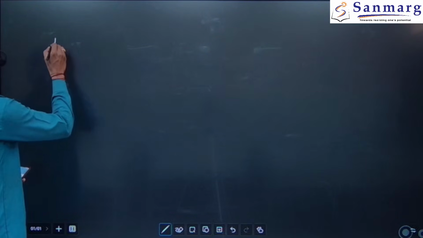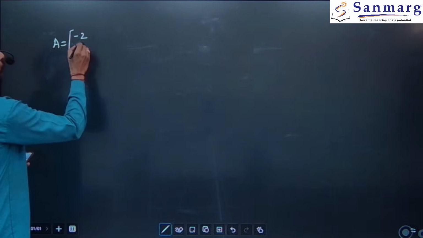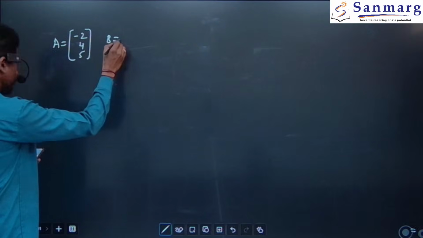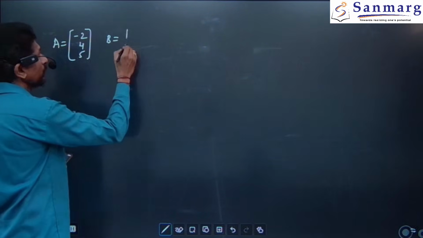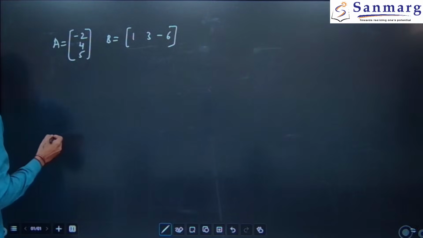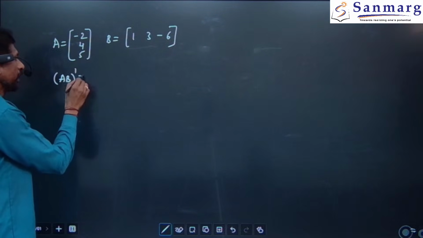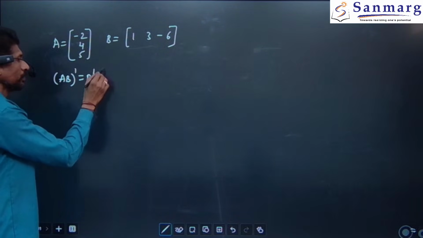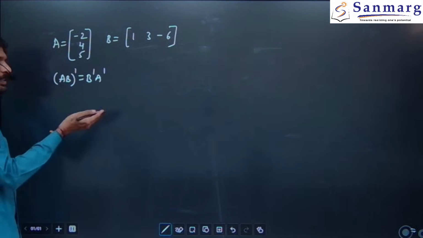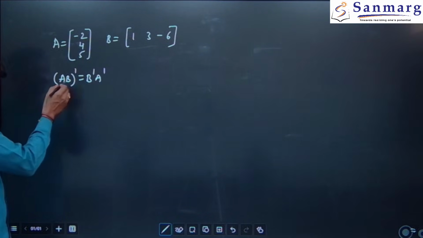The two matrices they are given, one is minus 2, 4, 5 is one matrix. The matrix they are given as 1, 3, minus 6. By considering this one, you have to find out (AB) whole dash is equal to B dash into A dash, De Morgan's theorem. So therefore, first we have to find out the LHS part. If the LHS part is equal to RHS part, automatically that will be proved. Okay. So now first I will find the AB now.